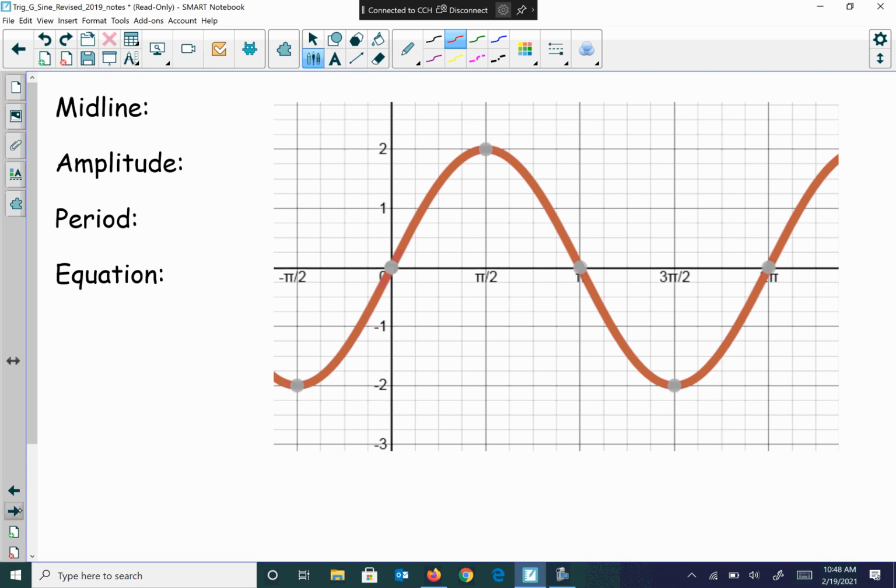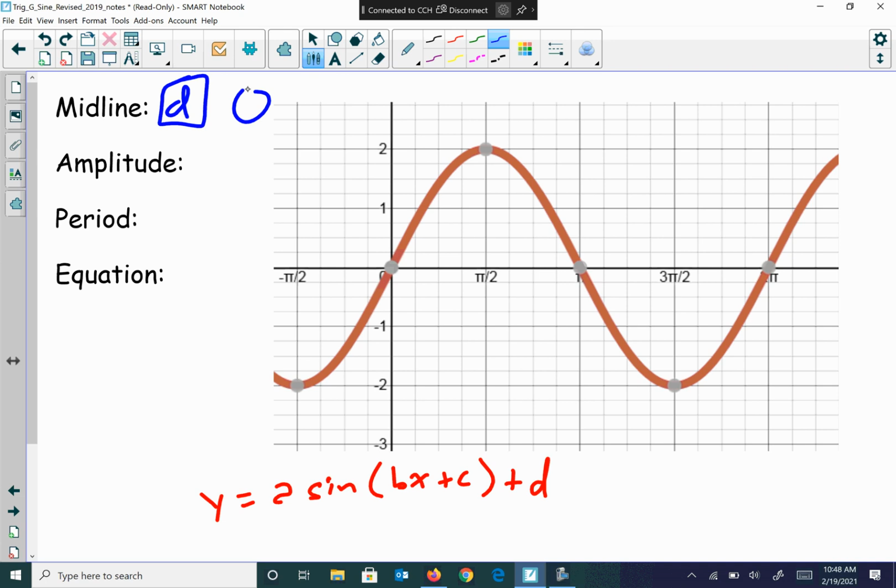All right, so things that we should know is I have y equals a sine of bx plus c plus d is basically our basic function. Now, the a, b, c, and d represent something. So the first thing we want to look at is the midline, and the midline goes with our d value. So what line does this appear that it's going above and below the same distance? 0. So we have a midline on this one of 0.